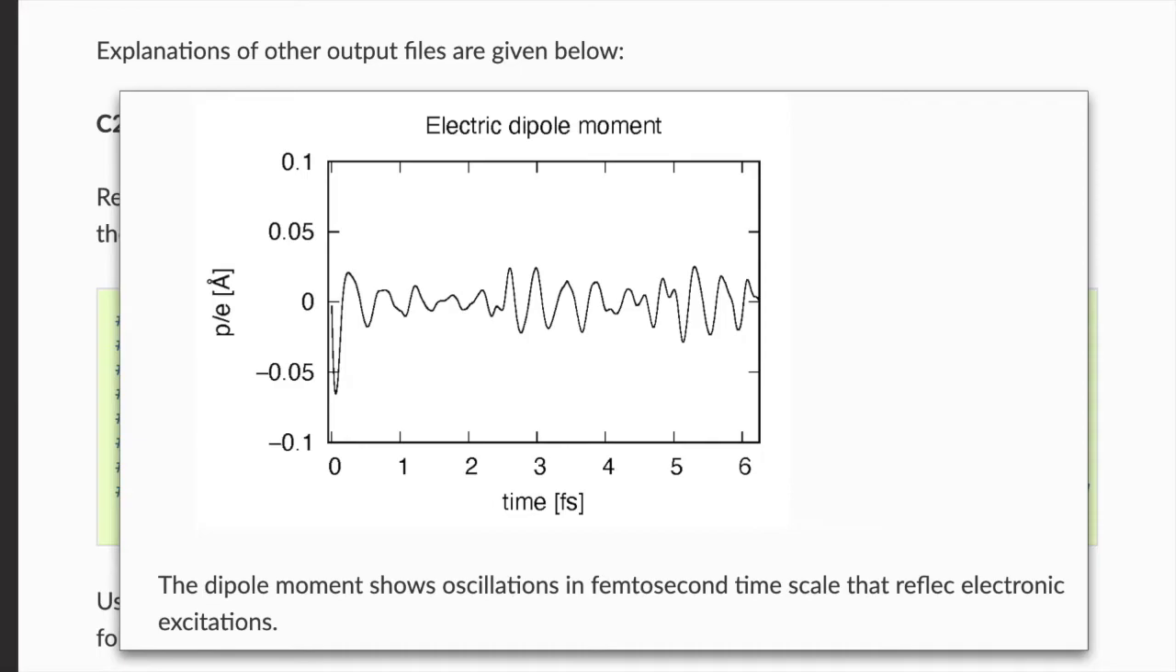This is a graph drawn using the first and 19th columns. You can observe the oscillation of the dipole moment after the impulsive force is applied at time t equals 0.